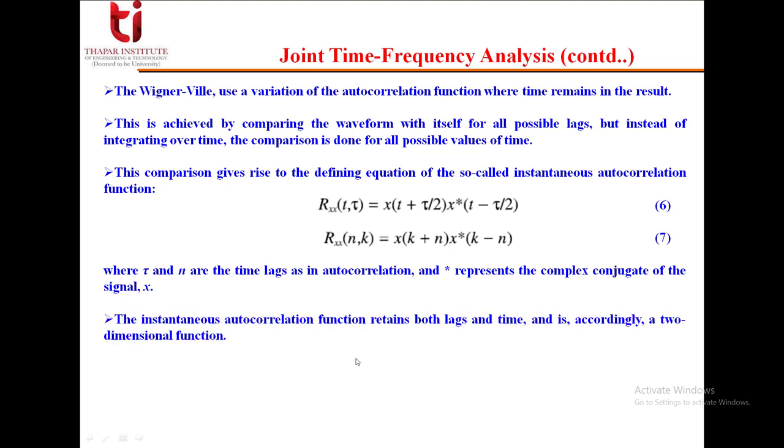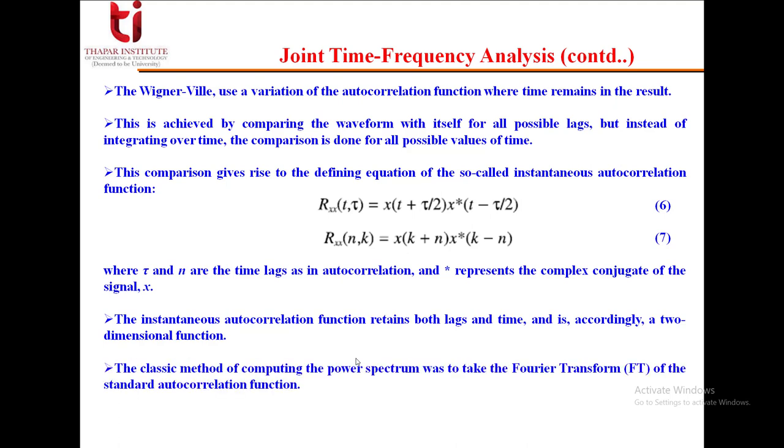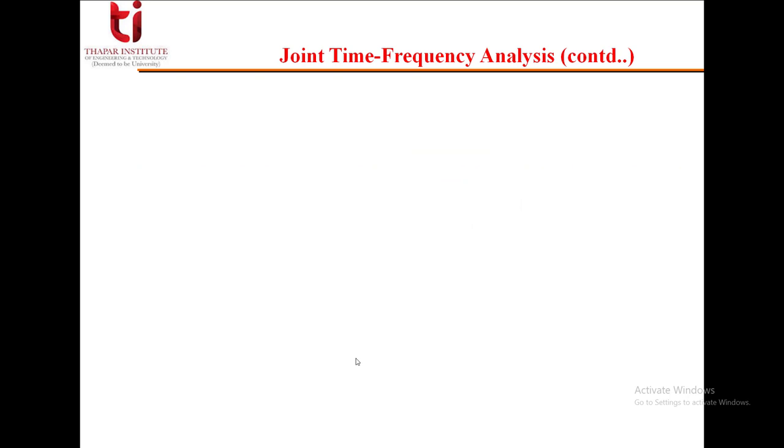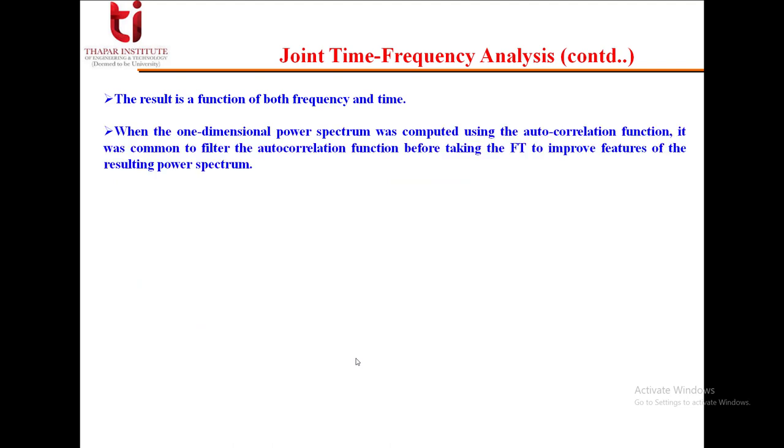The instantaneous autocorrelation function retains both lag and time and is accordingly a two-dimensional function. The classic method of computing the power spectrum was to take the Fourier transform, as we have seen, that is the power spectral density of the standard autocorrelation function. So the Wigner-Ville distribution echoes this approach by taking the Fourier transform of the instantaneous autocorrelation function, but now only along the tau, that is the lag dimension. This results in a function of both frequency and time. When the one-dimensional power spectrum was computed using the autocorrelation function, it was common to filter the autocorrelation function before taking the Fourier transform to improve the features of the resulting power spectrum, while in the Wigner-Ville distribution no such filtering is done.